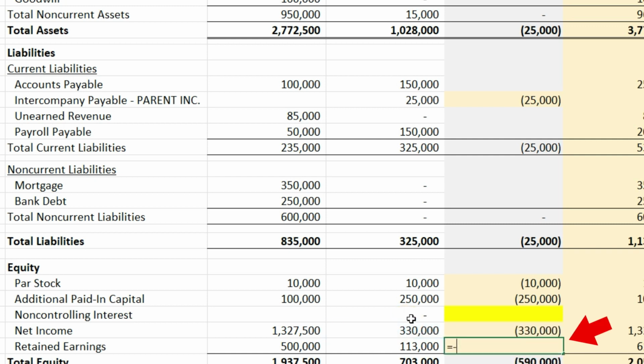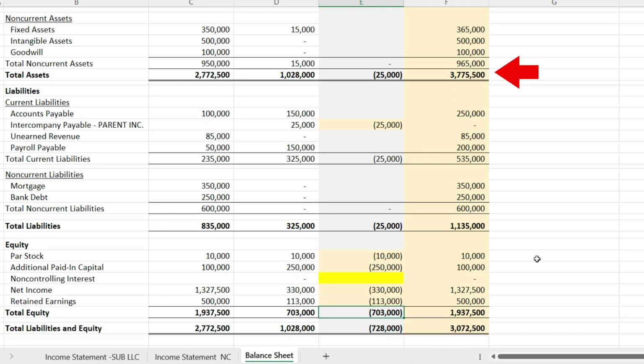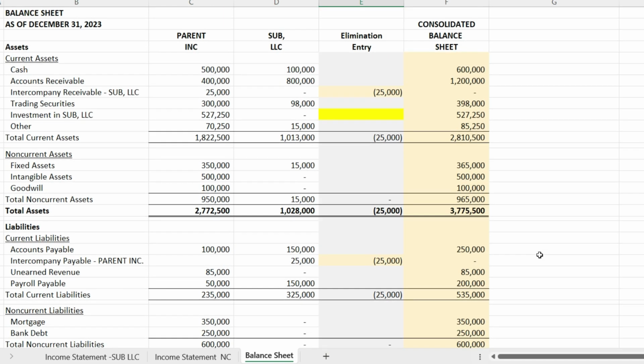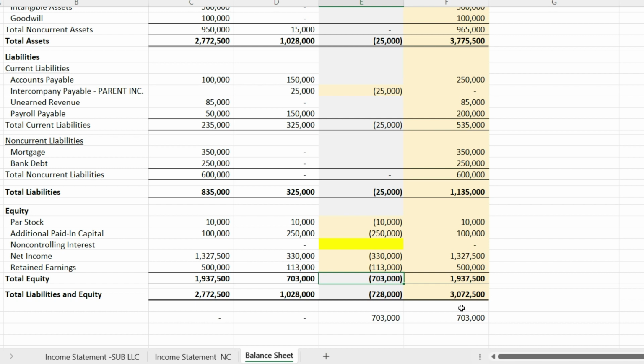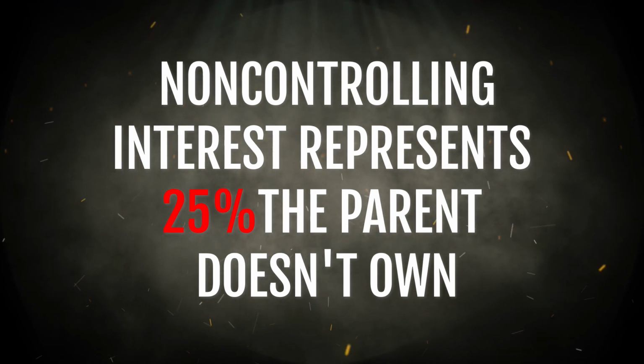At the end of the day, we only want to reflect the parent's equity with a slight nuance because we have non-controlling interest. Okay, so you'll notice I don't balance right now, primarily because I haven't eliminated the investment in subsidiary. But even when I eliminate the investment in subsidiary of sub LLC, I'm still not going to balance because I need to layer in this concept of non-controlling interest in the equity section. And just to reemphasize, this non-controlling interest line item in the consolidated financials represents 25% of the net assets, the equity of sub LLC that parent incorporated doesn't own.